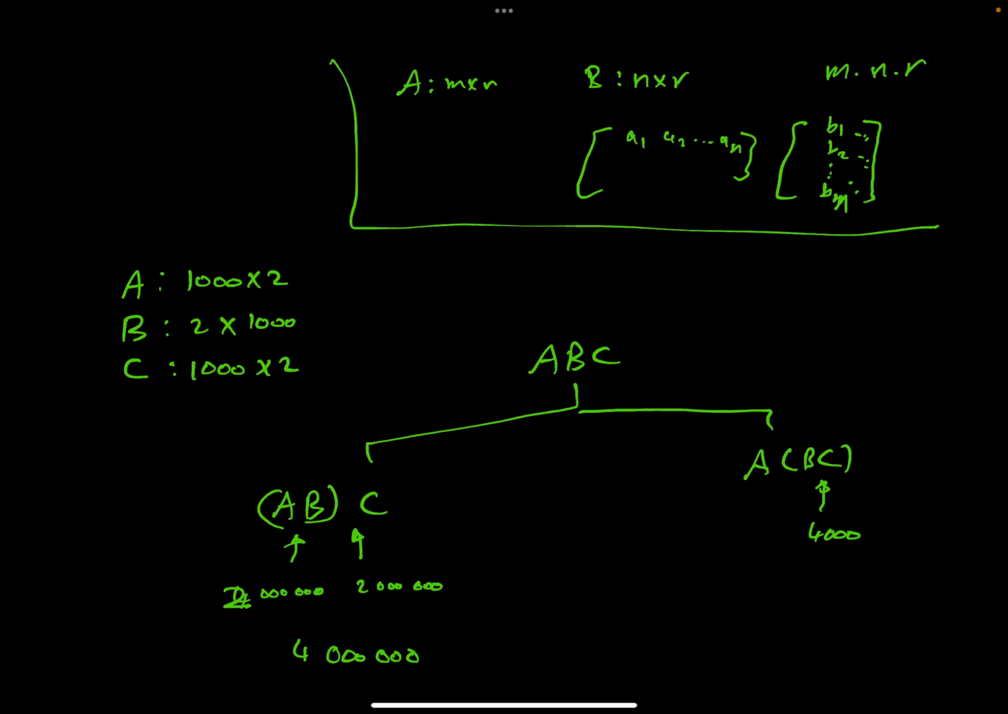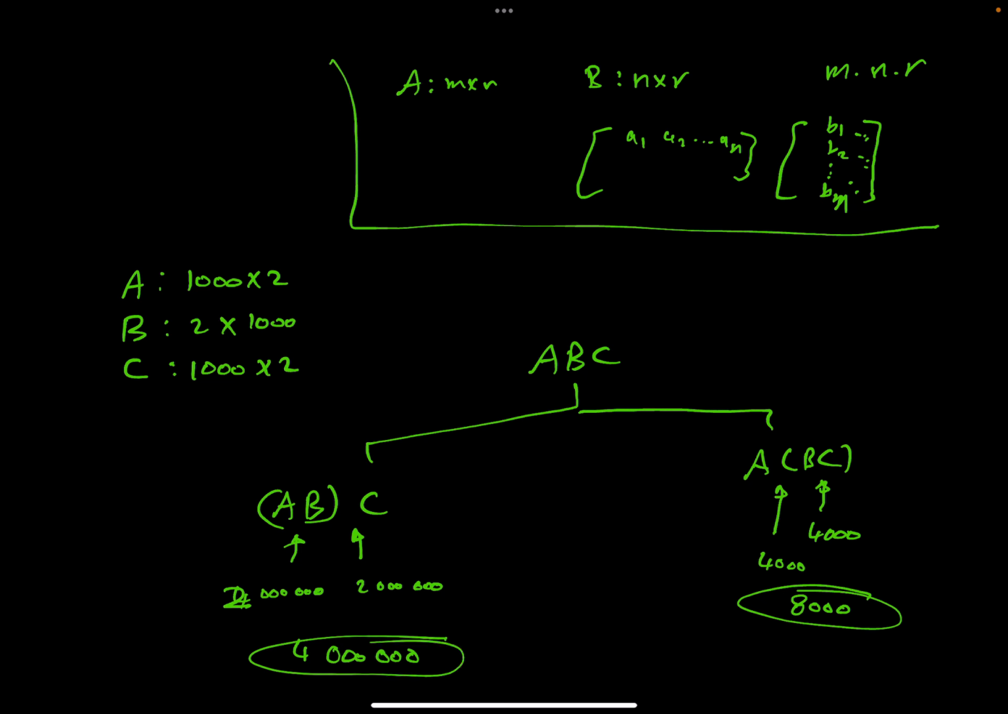If you multiply 1000 by 2 with 2 by 2, how many scalar multiplications? Another 4000, right? What's the total? 8000. Look at this number. Look at this number.